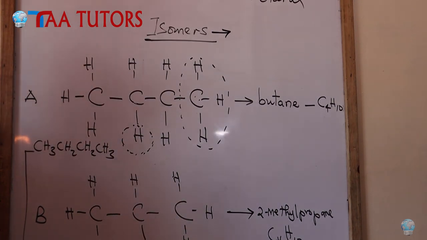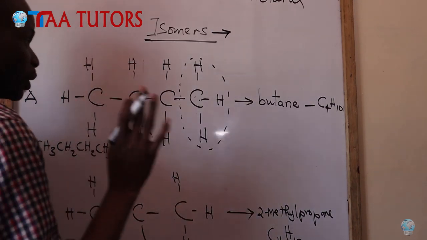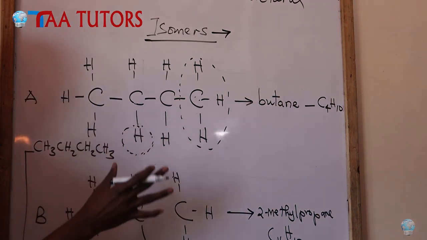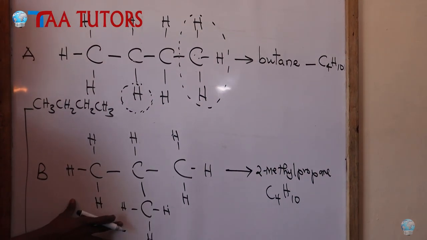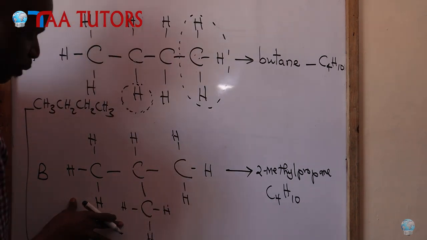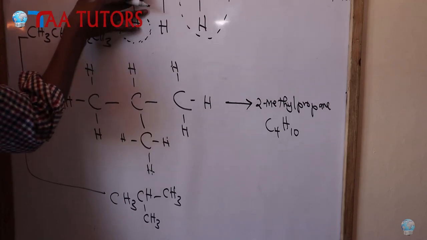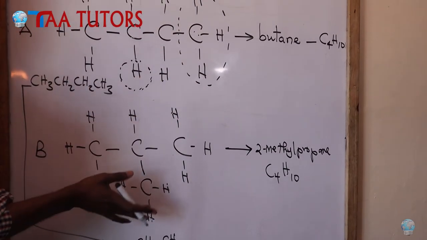That's very clear to me. I don't know whether I need to add something, but let me just repeat. I've drawn a straight chain of butane. Then I've drawn another chain of 2-methylpropane. We can see the structural formula is here, and another one is here. Compare this and this, you see a difference in the structures.